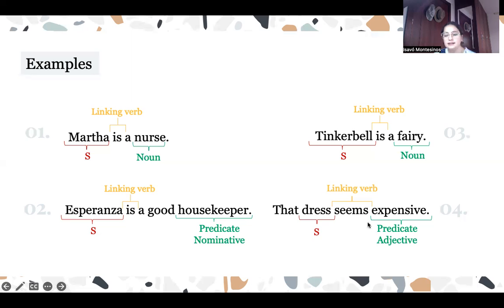And the last one is: that dress seems expensive. Dress is the subject because we are trying to describe the dress. Seems is the linking verb, and expensive is a predicate adjective because it modifies the subject. It gives more details about the subject and what we are talking about.